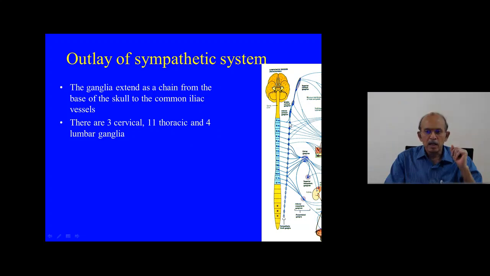And there are 11 thoracic. For 12 segments, there are only 11 ganglia. Then there are 4 lumbar ganglia. For 5 lumbar vertebrae, there are only 4 ganglia.